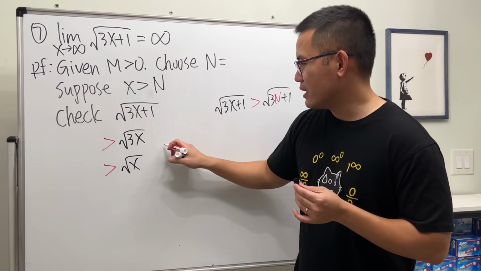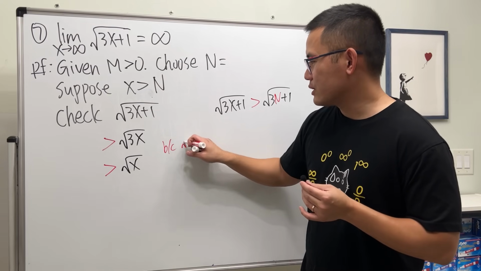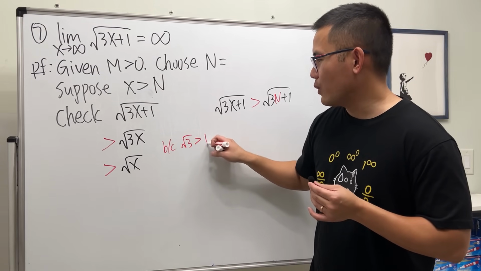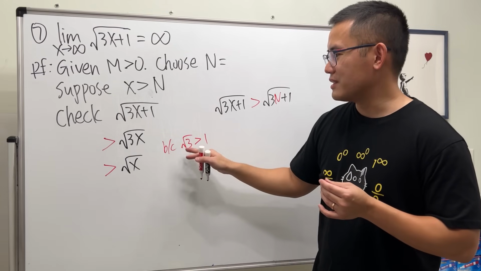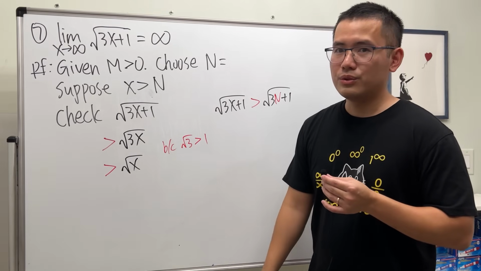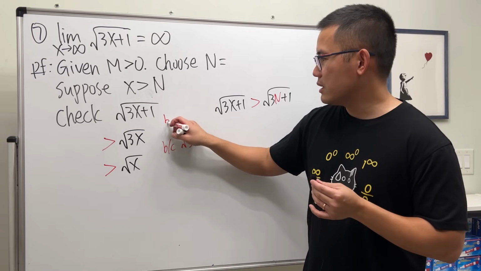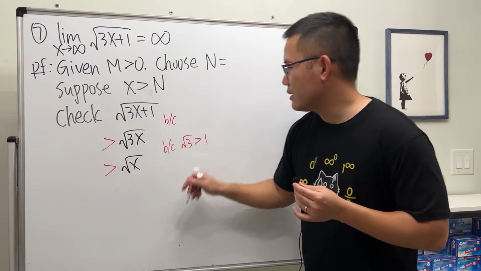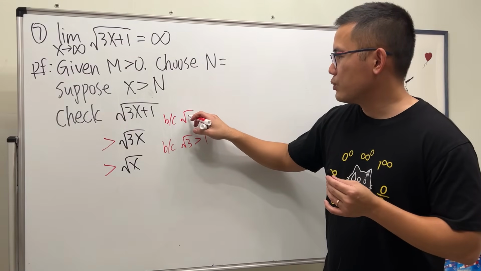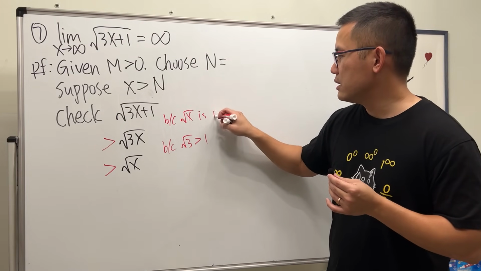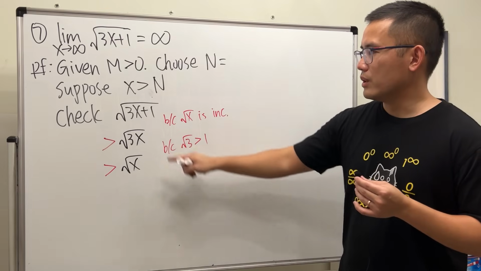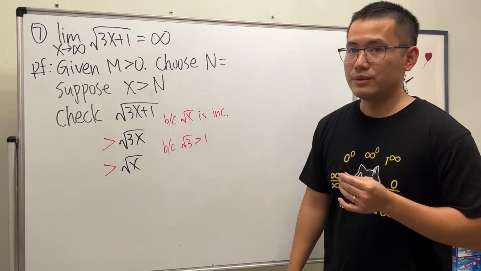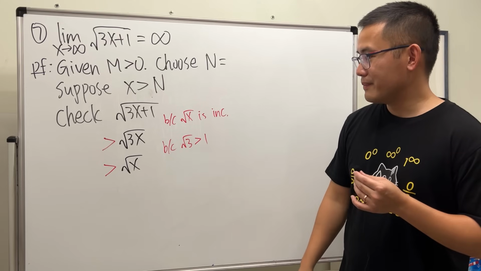And sometimes you can say, just denote that square root of 3 is bigger than 1. This is 1.67 something. So this inequality is still true. And you can also say, because square root is an increasing function, square root of x is increasing. So take away the +1, this is true. Yeah, so just like that.